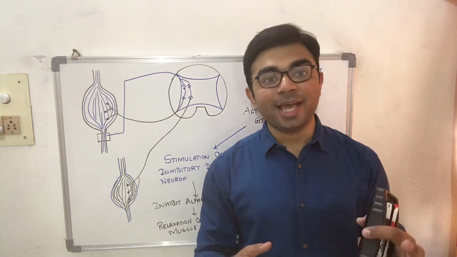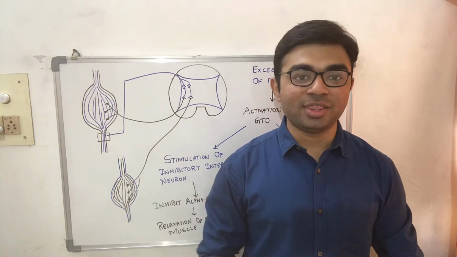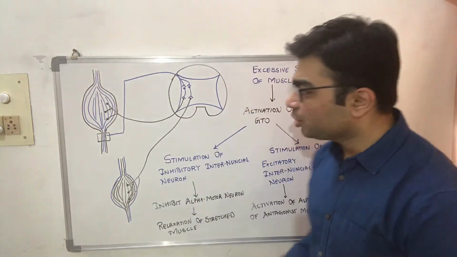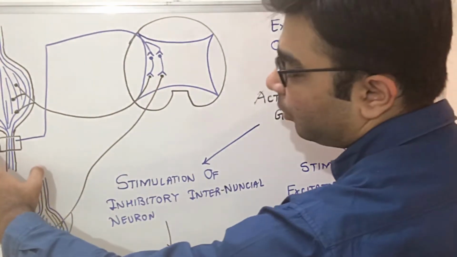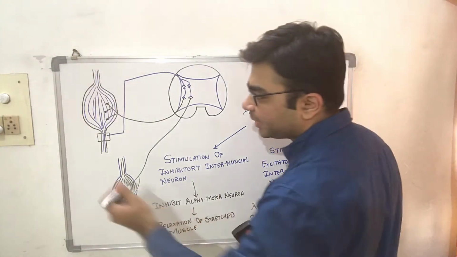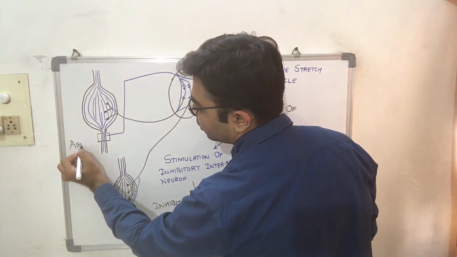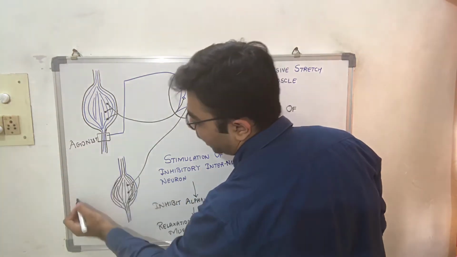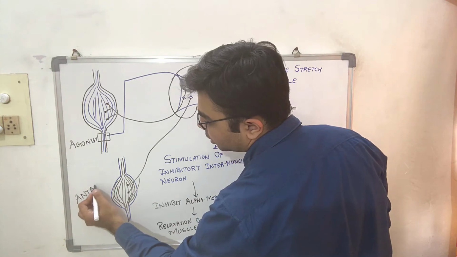And what is the mechanism behind this? Let us understand with this diagram. As you can see, I have drawn two different muscles, in which we will consider that this is the agonist muscle and another one is the antagonist muscle.